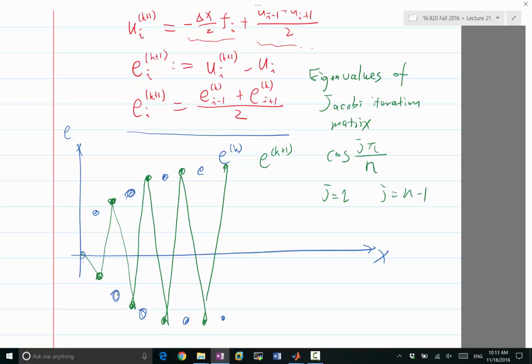So if your iteration, like the Jacobi iteration, is not very good at reducing some non-smooth features of the solution, then it is not a good smoother. Okay, it is not a good thing to use in multi-grid.